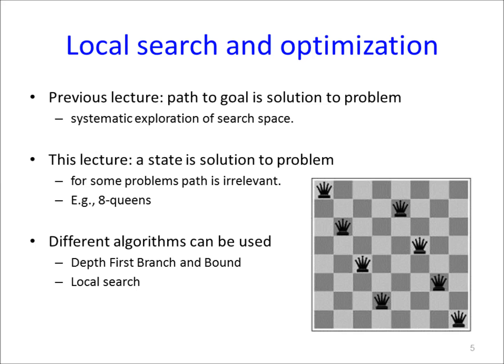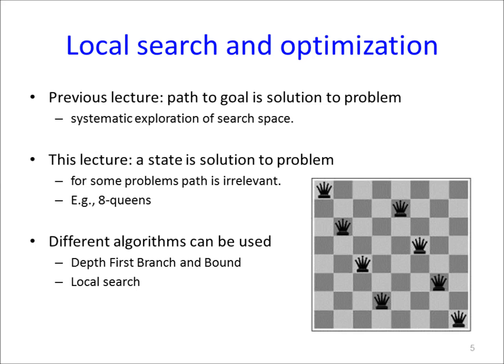Now, up until now, what we have been saying is that what we need is a path to the goal. We are starting from the start state. We want to get to the goal. What is important is the path. I have to somehow get to the goal. Once I get to the goal, the output is how I got to the goal. And therefore, we have been relatively systematically exploring the search space, going one child at a time and slowly building up.